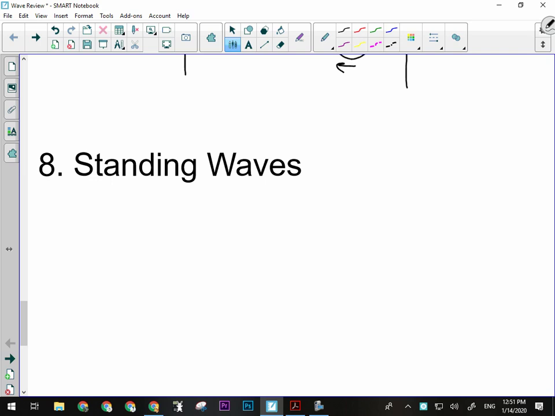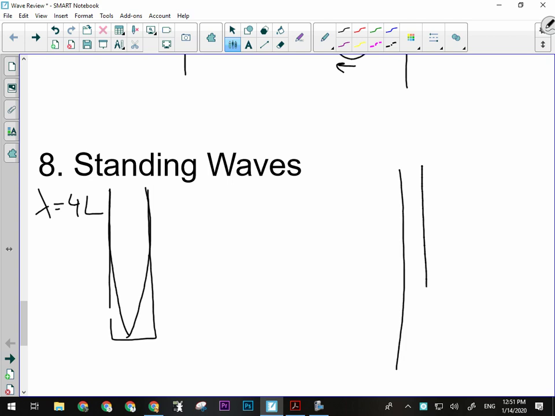Remember that for a closed air column, at its fundamental frequency, that waveform is present in the tube. That's why lambda equals 4L for a closed air column. For an open air column, open at both ends, that's what our fundamental frequency looks like. There's half a wavelength in the tube, so lambda equals 2 times the length of the tube.